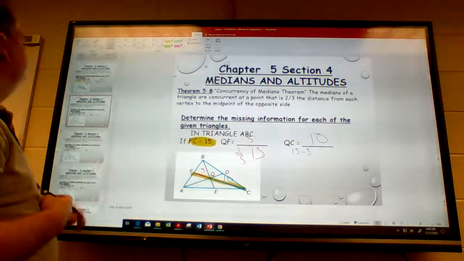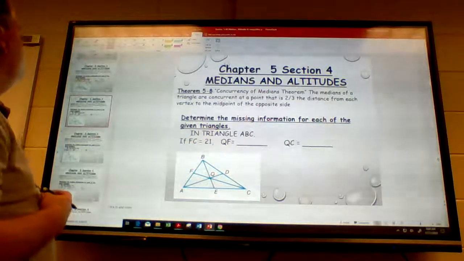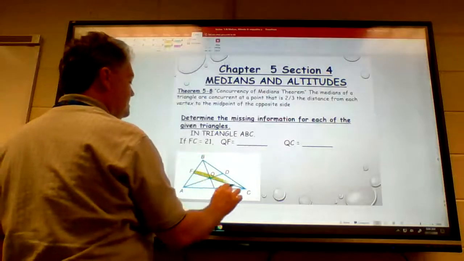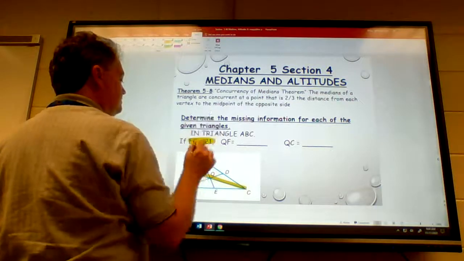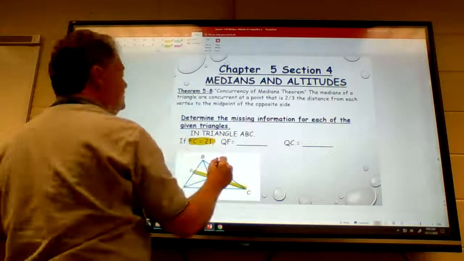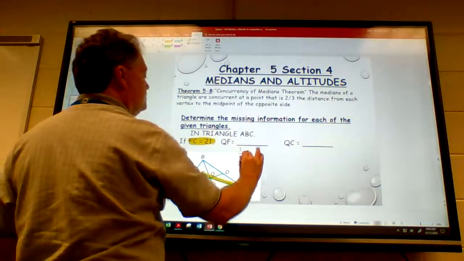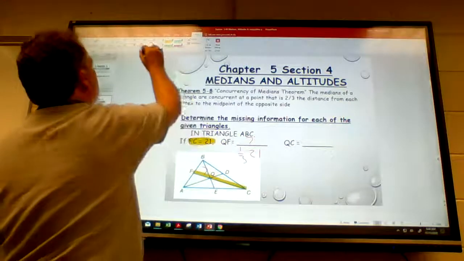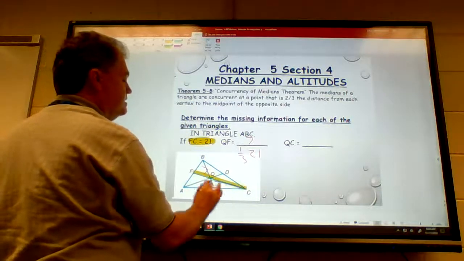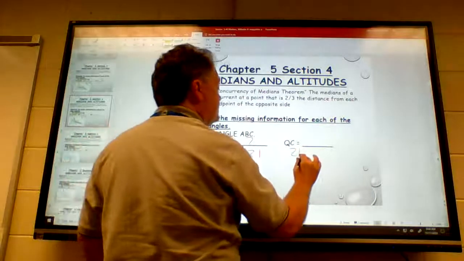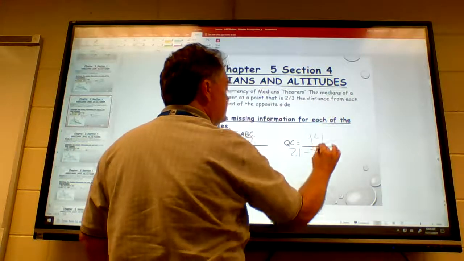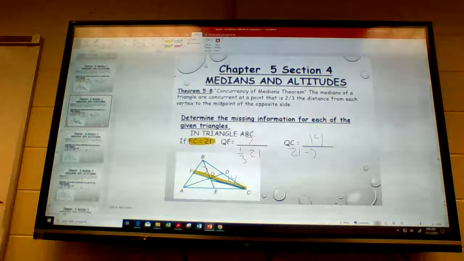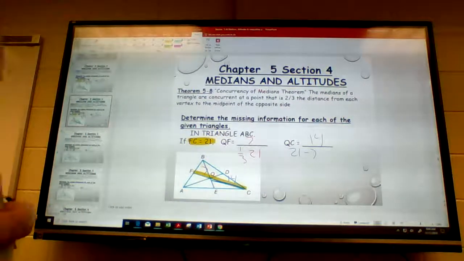All right, now we do another one, the same thing. This time FC is 21. So FQ is 1/3 of 21, which as you know is 7. Well, QC, this part right there, is 21 minus 7, which is 14. So that whole thing is 14. And as you know, 7 plus 14 is 21, which is what we're looking for.